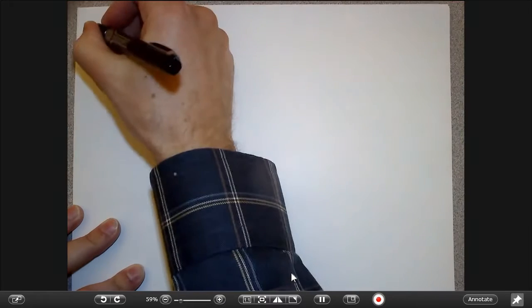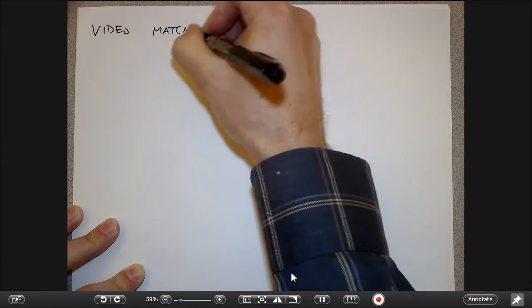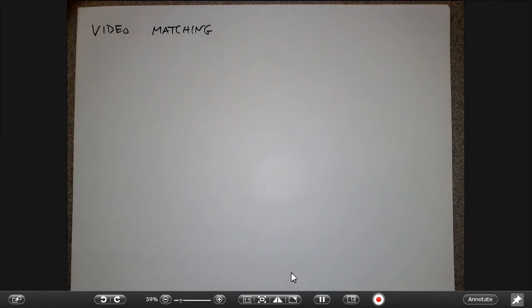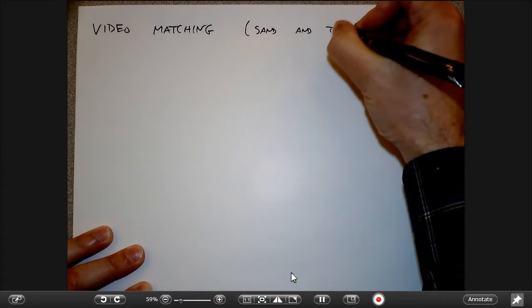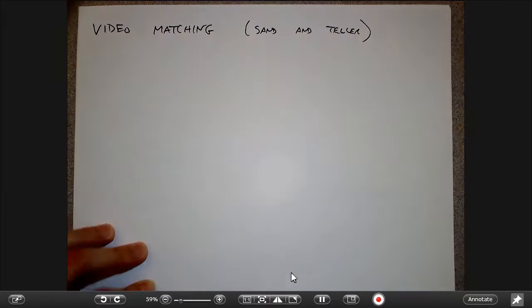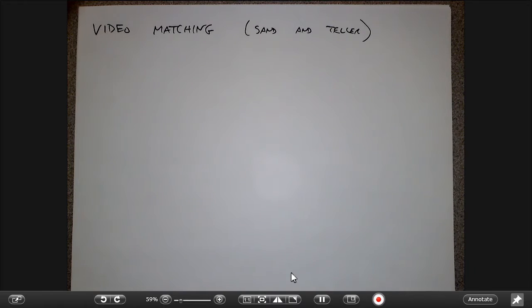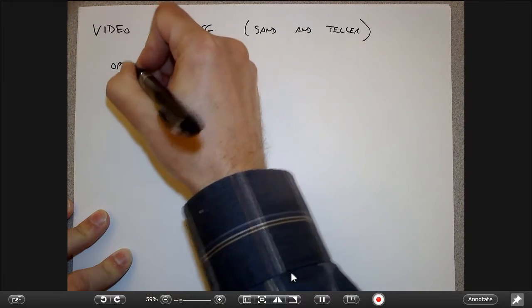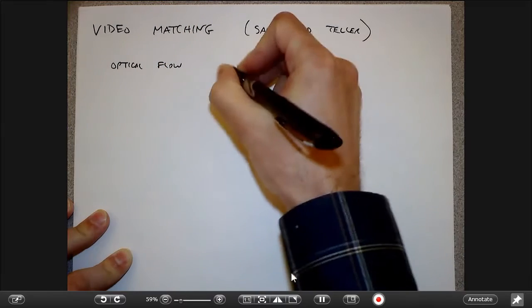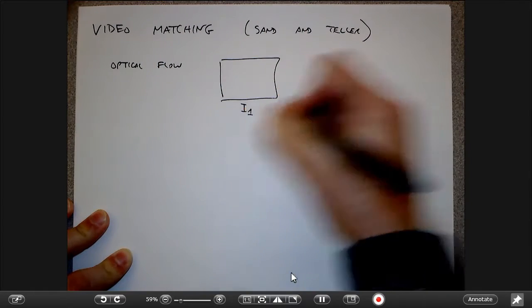And I want to talk about three main things today, and the first one is called video matching. This was a neat paper several years ago by Sand and Teller. And the idea was the following. So far we've only talked about generating dense correspondence between one image and another image, right? So basically what we have so far is optical flow between image 1 and image 2.